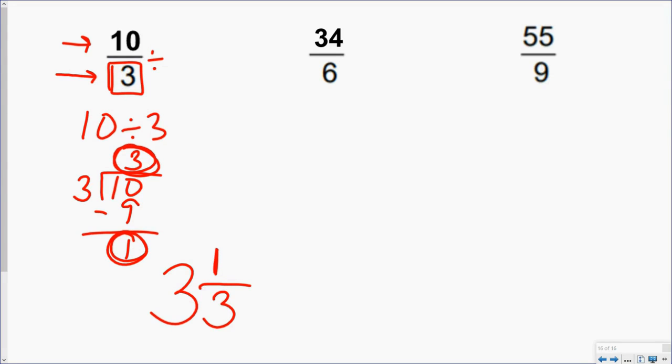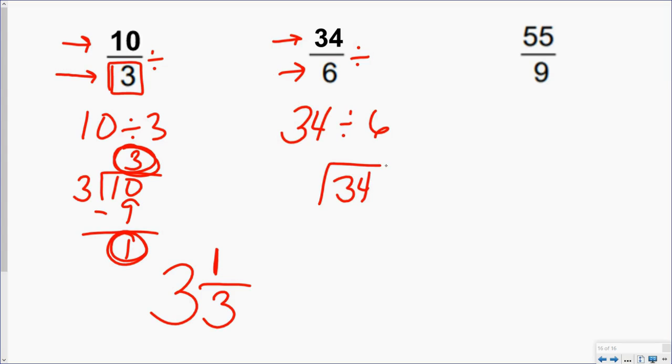So here I have 34 sixths. And again, I know it's an improper fraction because 34 is larger than 6. And I know that this says 34 divided by 6. So again, if I set it up, I have 34 divided by 6. I know that 6 goes into 34 5 times, and that gives me 30. And then I have 4 left over.